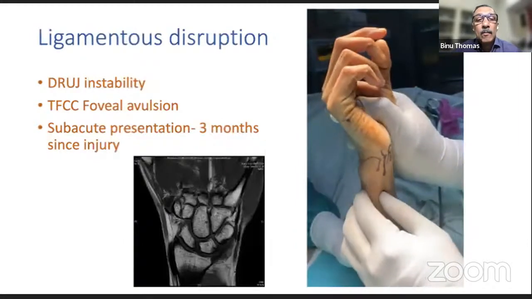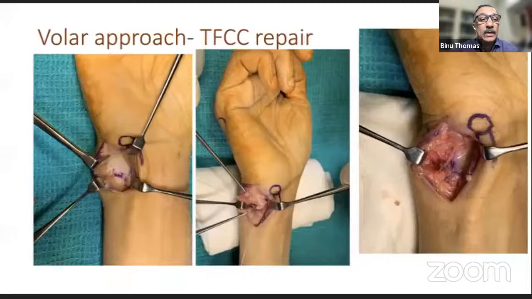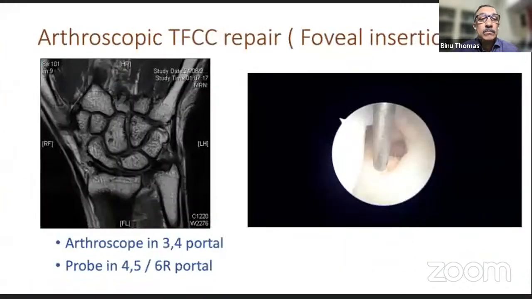This is one of our colleagues who had a distal radioulnar joint laxity injury with a TFCC foveal avulsion. She presented 3 months after the injury, and had a volar approach and fixation of the TFCC. This is the follow-up. She has excellent range of motion.